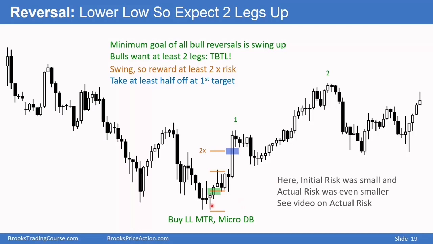Here, I'm talking about initial risk. The math is actually based upon actual risk. I talk more about this on the video on actual risk. If you buy above this bar, the market went right up. Your actual risk was probably only somewhere down here, maybe slightly below this bar, less than the initial risk.